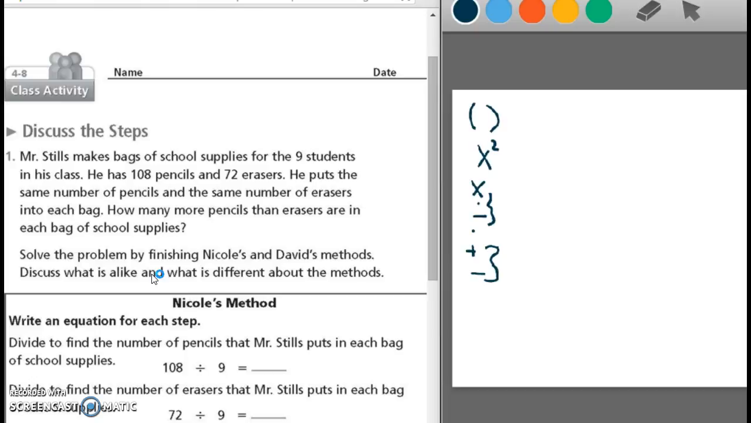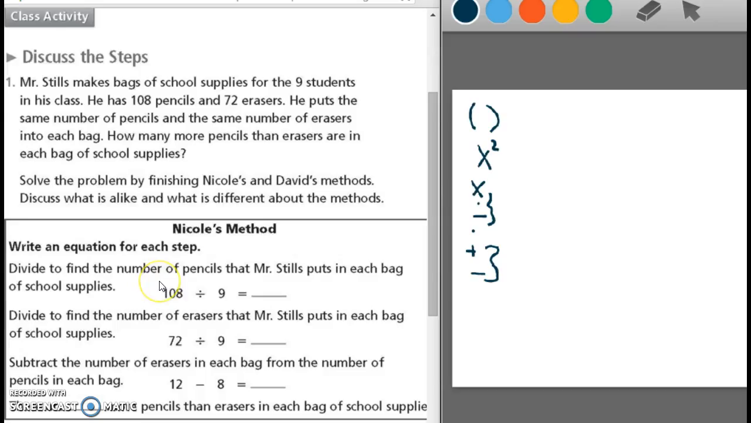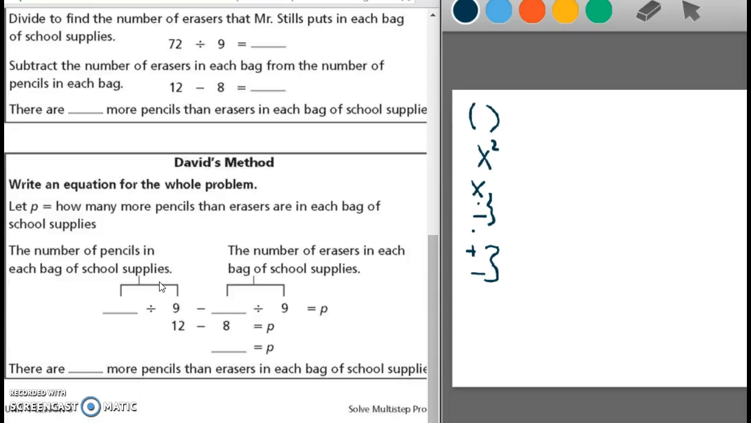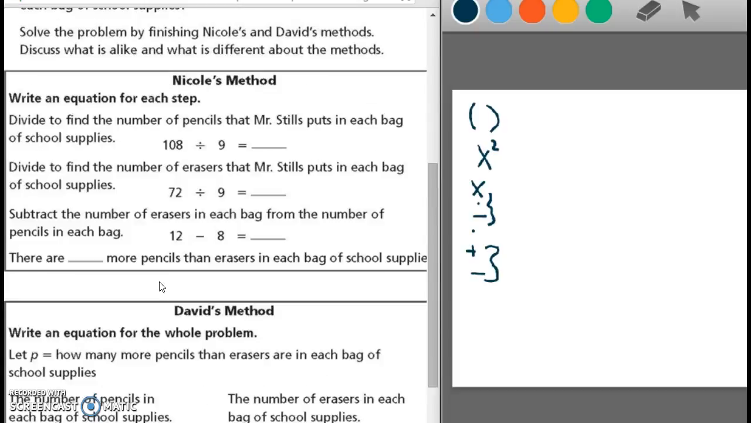So first I need to solve the problem. So as we do in class, we need to find our important information. So we kind of have broken down into two different methods. If you look down, we have Nicole's method and we have David's method. So we're going to walk through both of them to see what they did in order to help us figure out which way is the best way to be solving this. Alright, so first for Nicole's method, she needed to write an equation for each step. So first she said she needed to divide the number of pencils that Mr. Stills puts into each bag of school supplies.